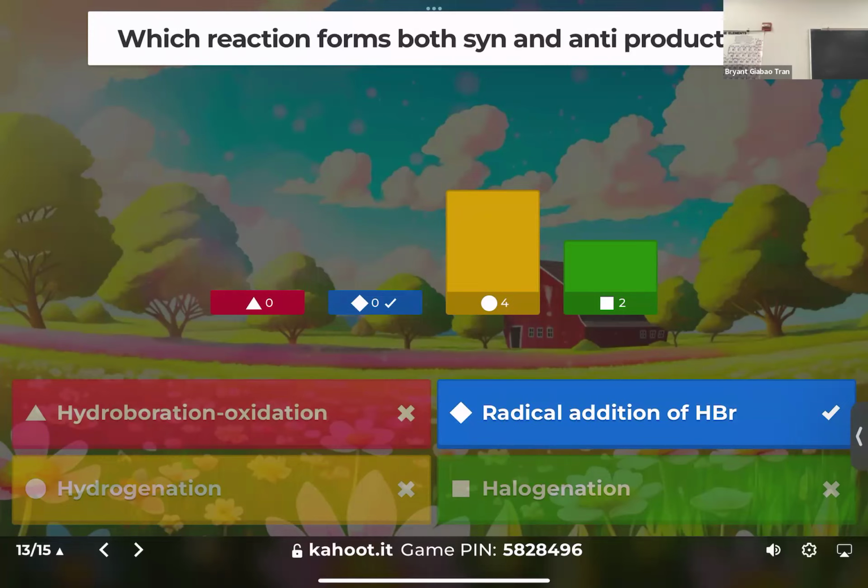What is the hybridization of this radical here? sp2, and sp2 atoms are flat and planar. So when the radical attacks with the Br, it can be on the top or bottom side, syn or anti-addition, right? Halogenation is always anti. Hydroboration-oxidation is always syn. Yeah, this one here could be syn or anti because of the radical, the flat radical.